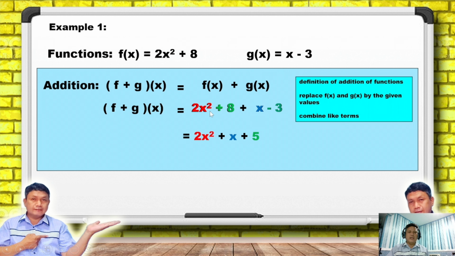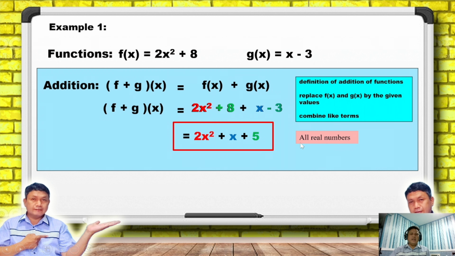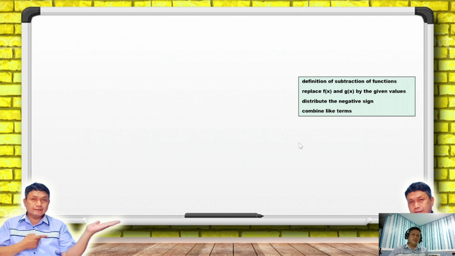Kasi ito yung mga walang ka-similar term, kaya kinopya lang natin. Ano? Yung positive 8 minus 3, ang like sign yan. So use the sign of the larger number, so positive, then isubtract mo yung dalawang yan. So the answer is 5. Okay, and now this is the answer for addition of functions. So, again, ang domain po niyan is all real numbers. Next, how about number 2?